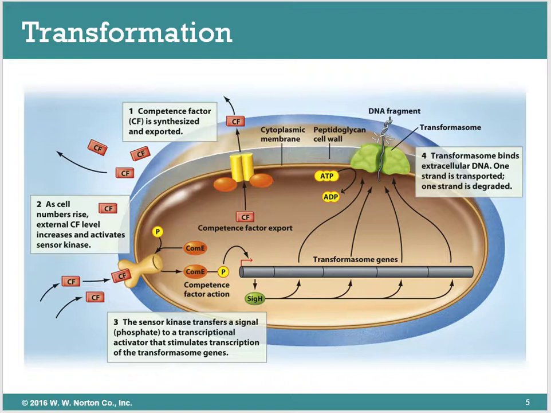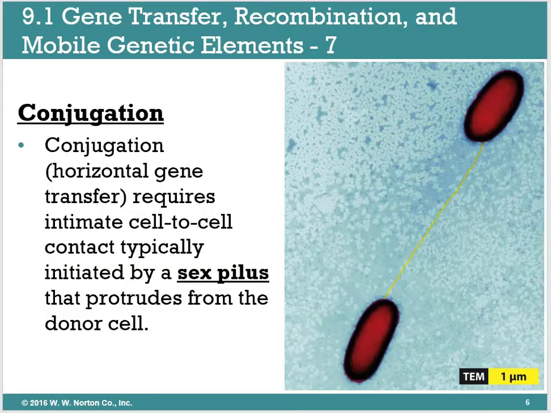Okay, now we're going to move on to conjugation. We've already talked about conjugation a little bit. Conjugation is the transfer of DNA between bacterial cells, and there has to be cell contact. That cell contact happens through the sex pilus. I'm going to move to the next slide.